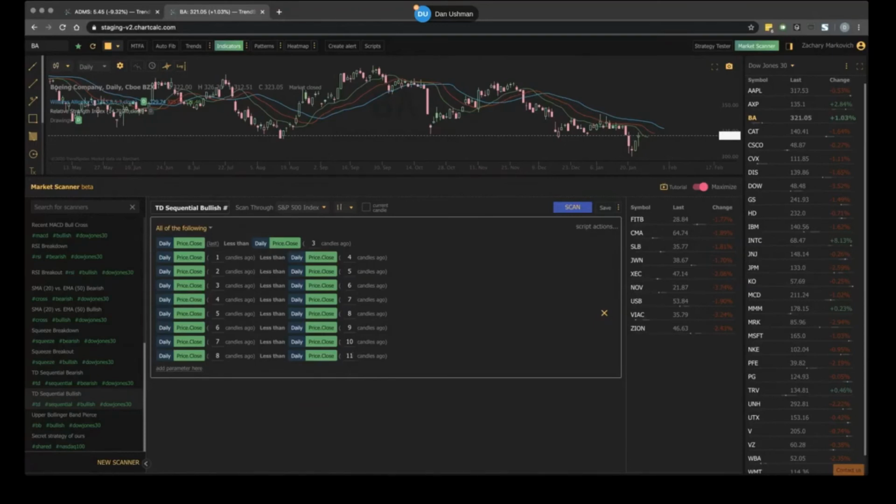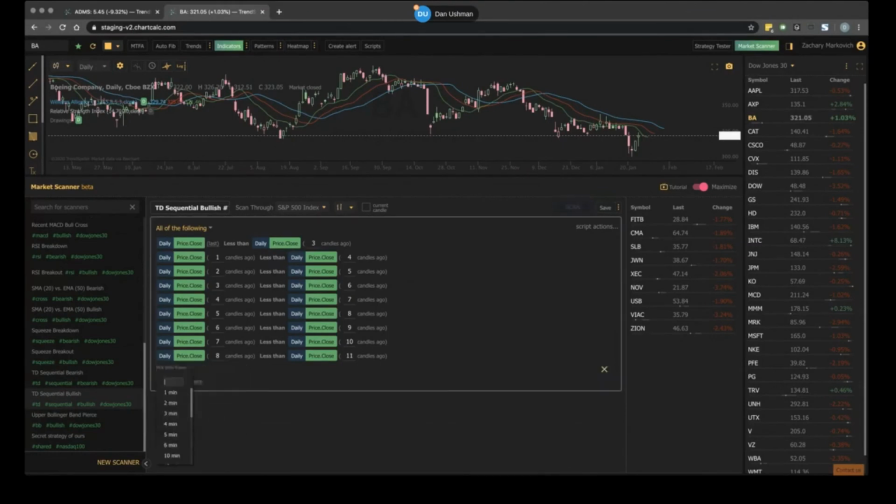This is the strategy where you see people have numbers on their charts, where each candle is numbered. That's their TD count. So this will pull up any symbol where the most recent candle is the last of a series of 9, where it's been going down for 9 in a row. You can then add your own parameters here too.